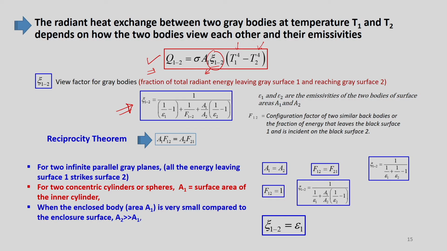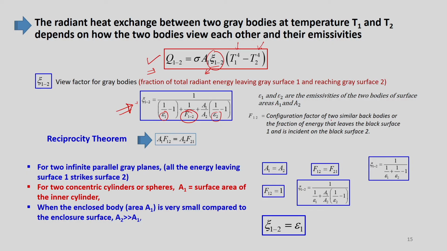What does it mean? The fraction of total radiant energy leaving grey surface 1 and reaching grey surface 2. That takes care of this view factor. Here, eta 1 is the emissivity for surface 1, and eta 2 is the emissivity for surface 2, A1 and A2 are the areas of surfaces 1 and 2, and F12 is the configuration factor.